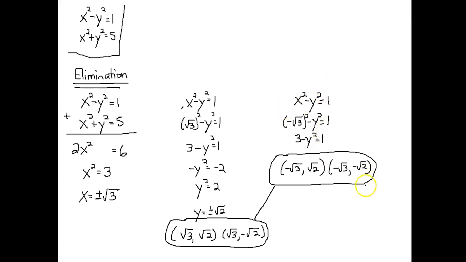You square root of 3, whether it's positive or negative, you're going to get 3. Square the square root of 2, whether it's positive or negative, you're going to get 2. 3 minus 2 here is 1. 3 plus 2 here is 5. So all of them are going to work out rather well in those equations. X squared plus y squared equals 5 is a circle.